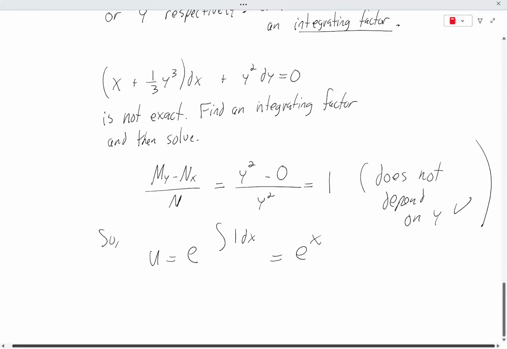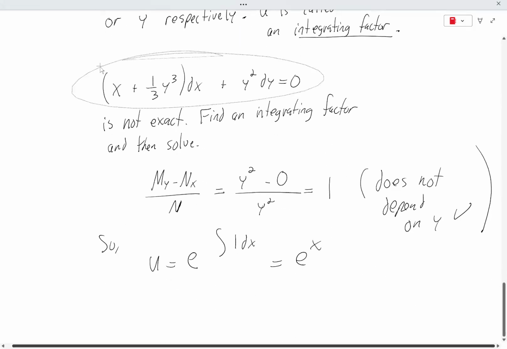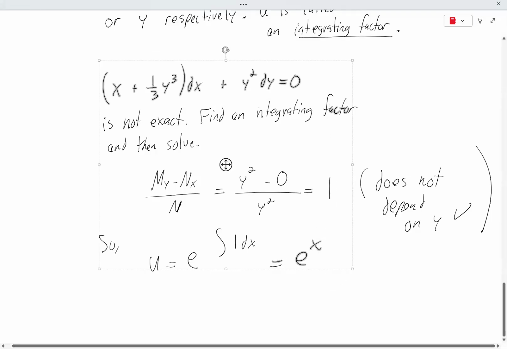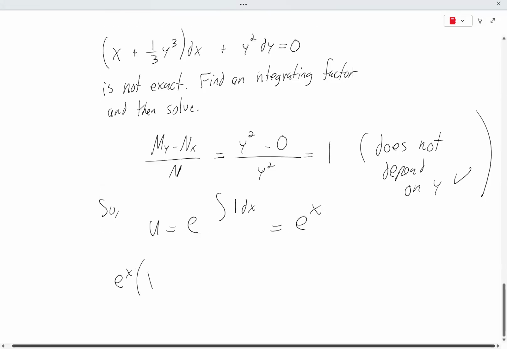Basically you multiply both sides of the original equation up here. You multiply this one through now by this. Okay, that's the integrating factor. So now you multiply your differential equation, everything through by this. And when you do that, it magically becomes exact. That's the idea. So when you multiply through by that, what's that becoming? You get e to the x plus 1/3 y cubed dx plus e to the x y squared dy equals 0, like that.